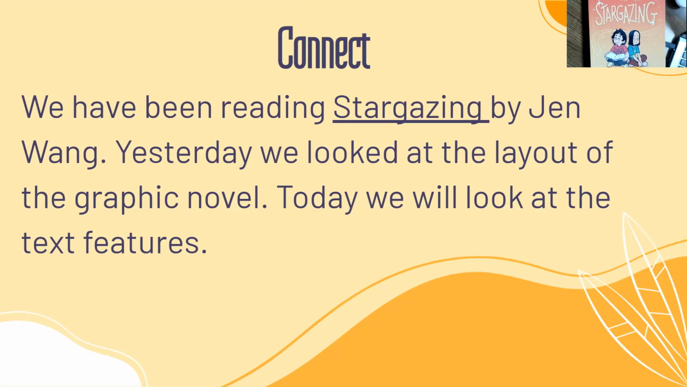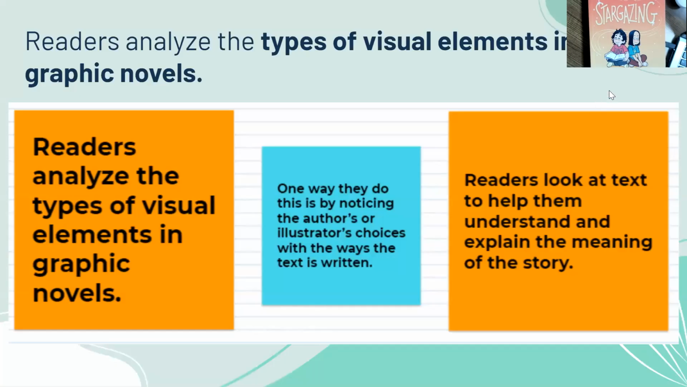We use those layout terms in order to describe what is happening in our graphic novel. And today we're going to be doing something very similar. But instead of using layout to describe what is happening in our graphic novel, we are going to use text features. So today, I want to teach you that readers analyze the types of visual elements in graphic novels. One way that we do this is by noticing the author's or illustrator's choices with the ways that the text is written. Readers look at text to help them understand and explain the meaning of the story.